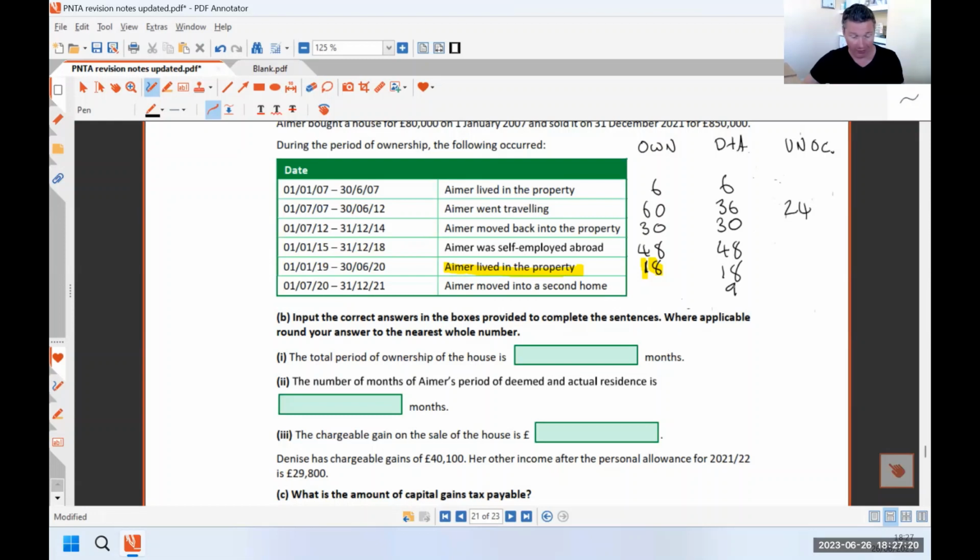So how many months is this going to be? 1st of July 2020, so it's going to be 30th of June 21. We don't get to 30th of June 20, so it's 1 year and 6 months. So there's 18 months in total. So 9 we're going to claim for the last 9 months of ownership, and then the other 9 are going to be unoccupied. Is there any periods there that anyone wants me to go over?